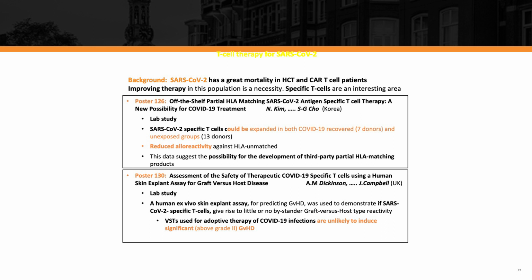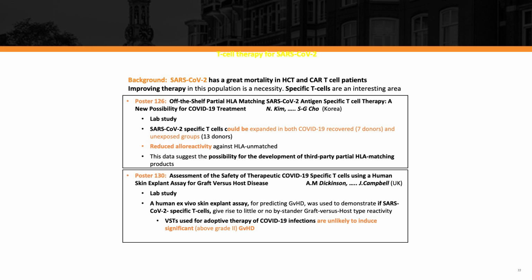Yes, I don't know if you can see here, it is T-cell therapy for SARS-CoV-2 infection. So as I showed, the mortality in transplant patients is high. So improving therapy is an unmet need in this patient population. So specific T-cells are an interesting area. We have seen that for EBV it was probably the solution. Now, what is moving in this area for SARS-CoV-2? I summarized 2 posters. There are 2 laboratory posters.